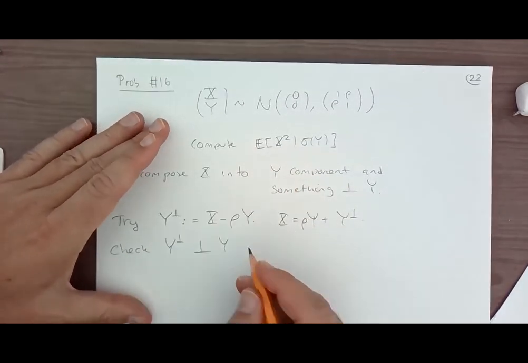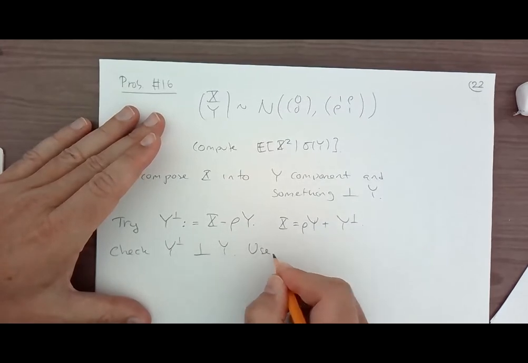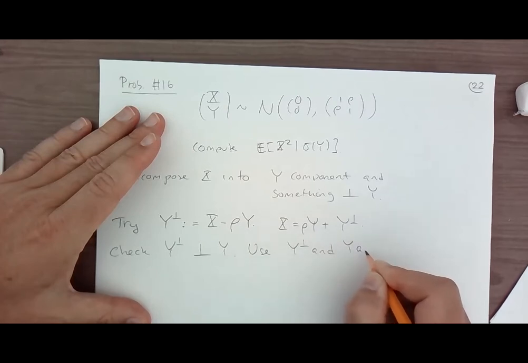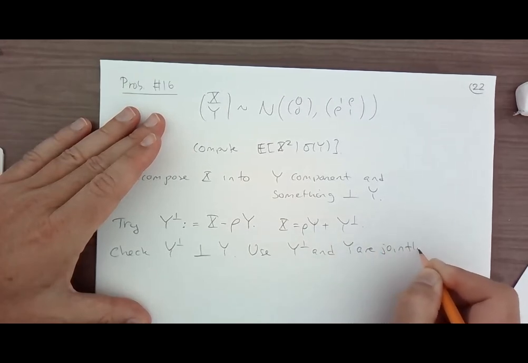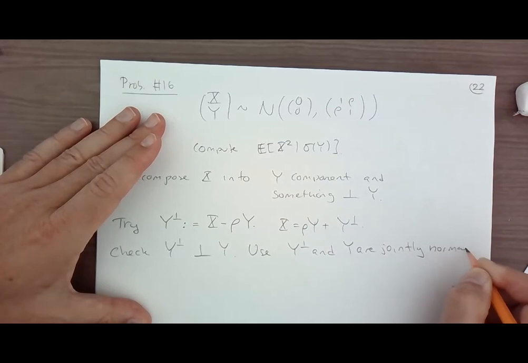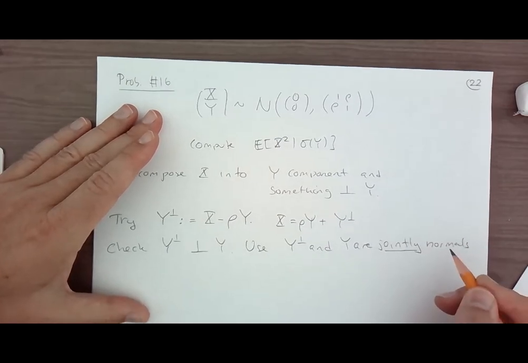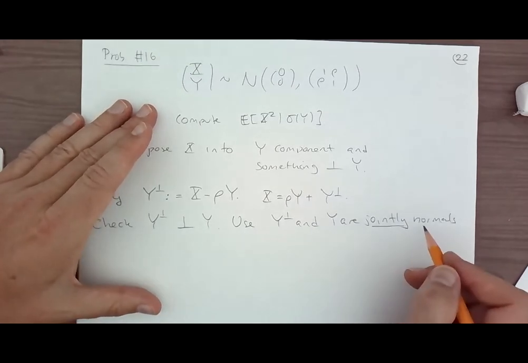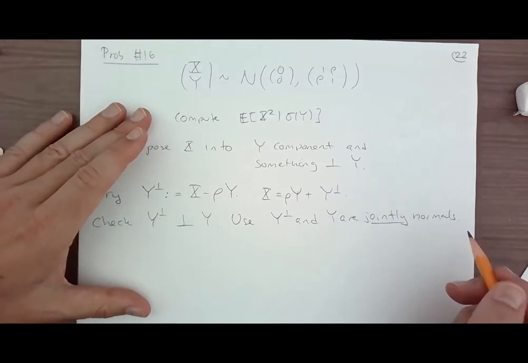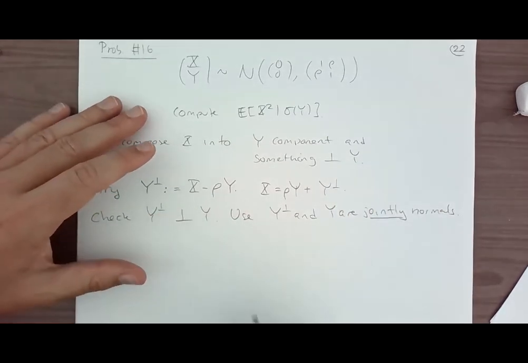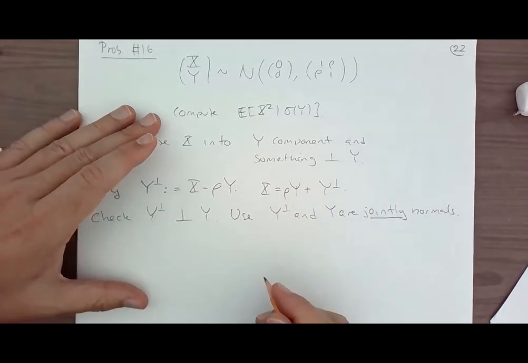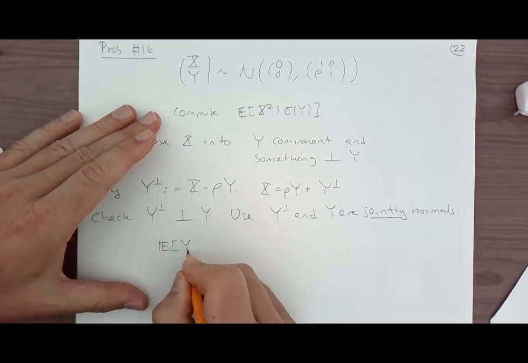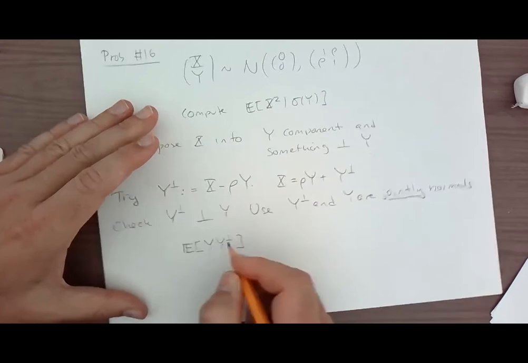This is where joint normality comes in. We're going to use that y perpendicular and y are jointly normal. It's the word jointly we're looking for here. We're not looking for them individually to be normal. It's the word jointly normal that's going to make this work, because then independence is the same thing as being uncorrelated. So then you'll compute the expectation of y times y perpendicular. This is the covariance.